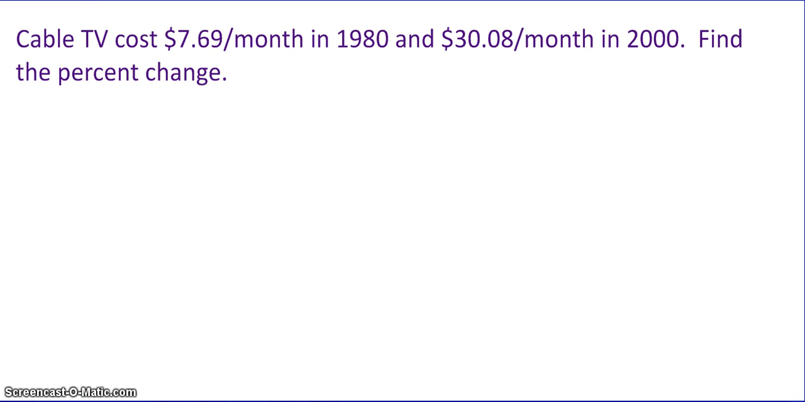So if you are told that cable TV cost $7.69 per month in 1980 and $30.08 per month in 2000, find the percent change. So I want you to try this on your own. Use that equation. Pause the video. Unpause when you're ready to check your work.